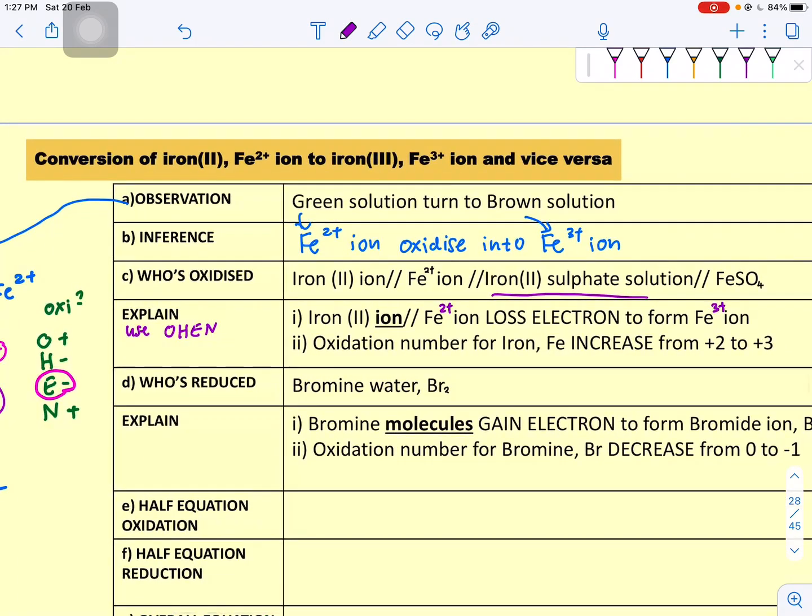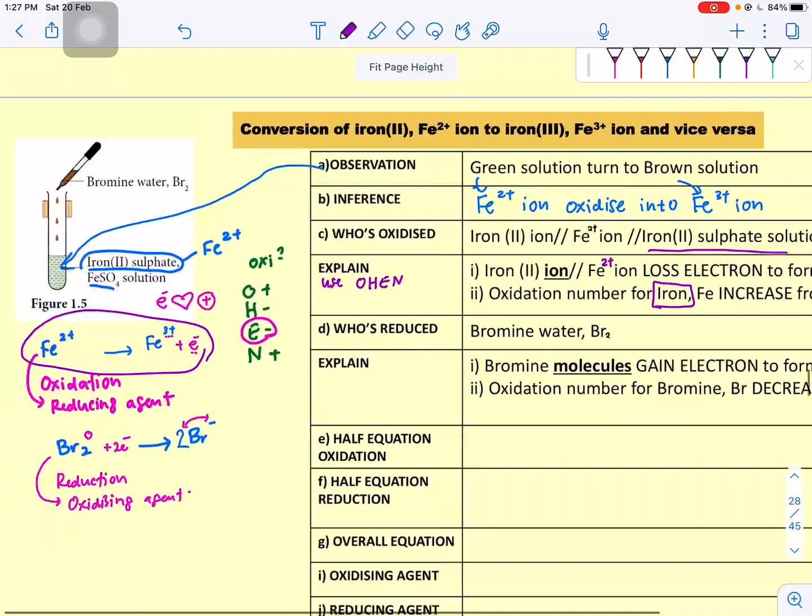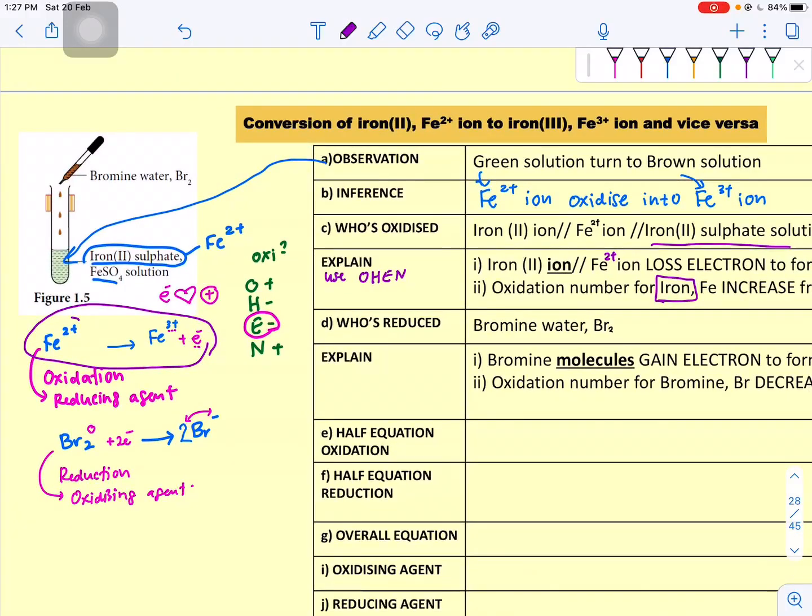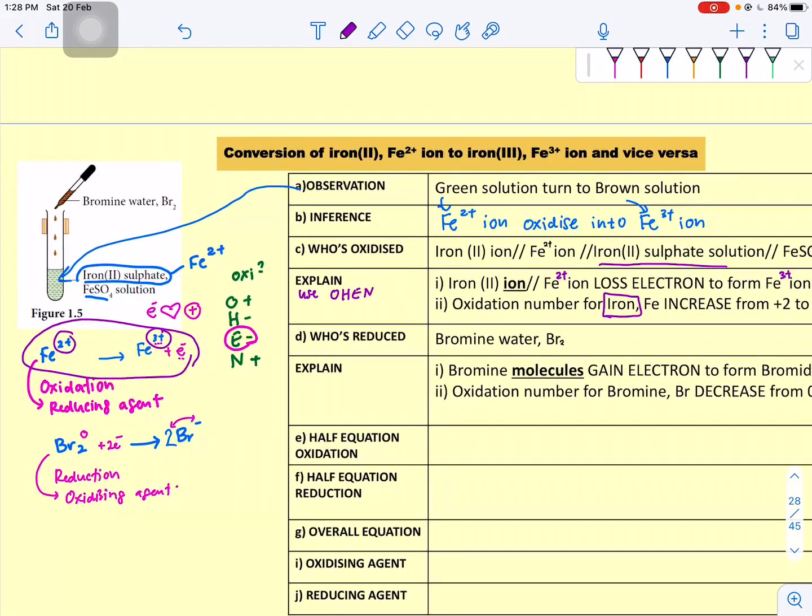Or, if I don't want to base it on electron, I base it on oxidation number. I will mention that the oxidation number for iron. When mentioning oxidation number, the word here must be the original element, iron, with no charge. Increase from positive 2 to positive 3. That is oxidation number. So, there are two explanations I can use.